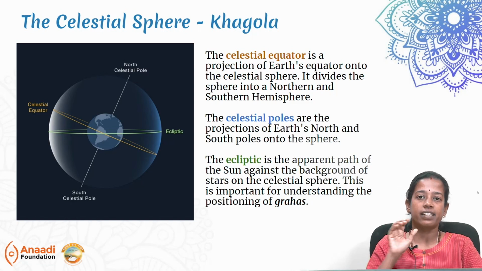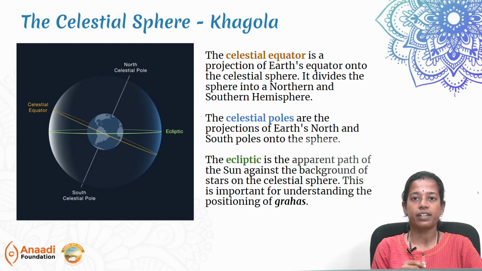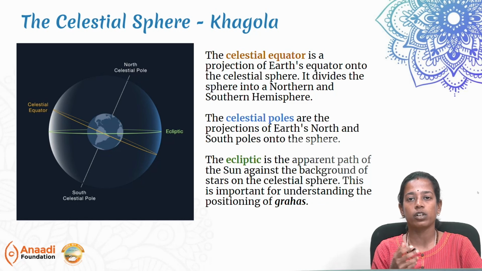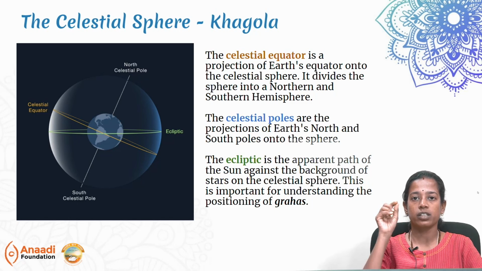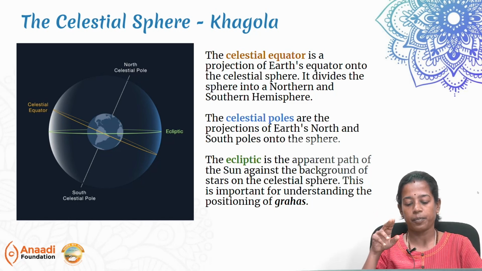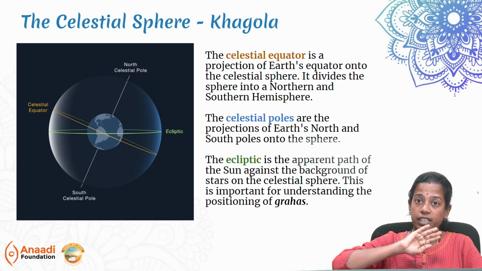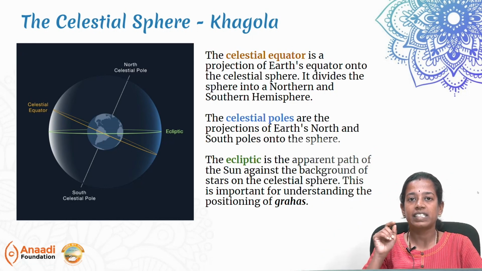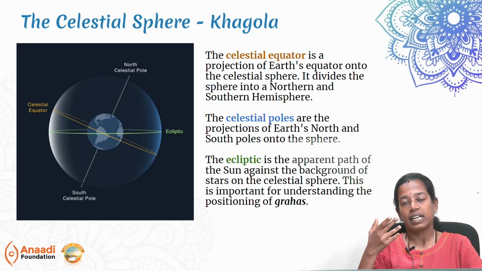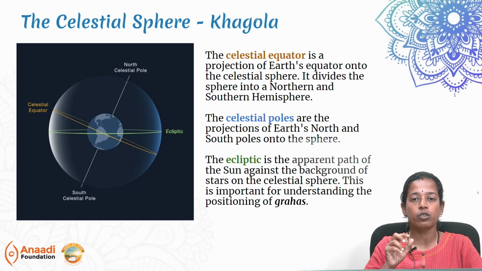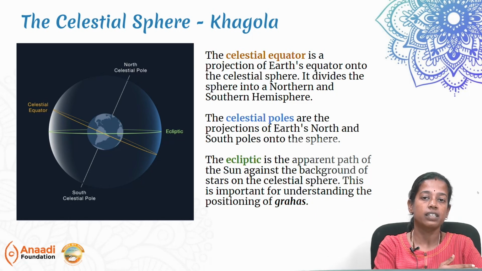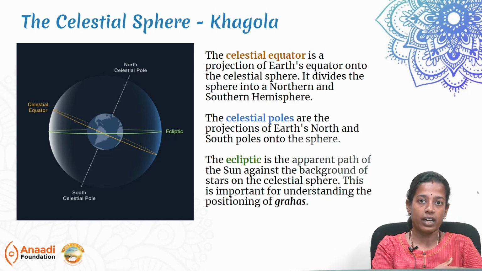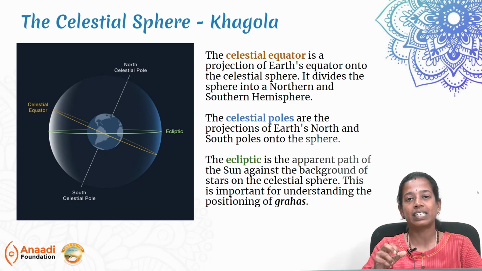Like how we did the projection for celestial equator, we will try to understand what are the celestial poles. Take the terrestrial north pole, which is situated in the northernmost part of earth, and project it on to the Khagola. This forms the celestial north pole, and the same terrestrial south pole projected till the Khagola would form the celestial south pole.